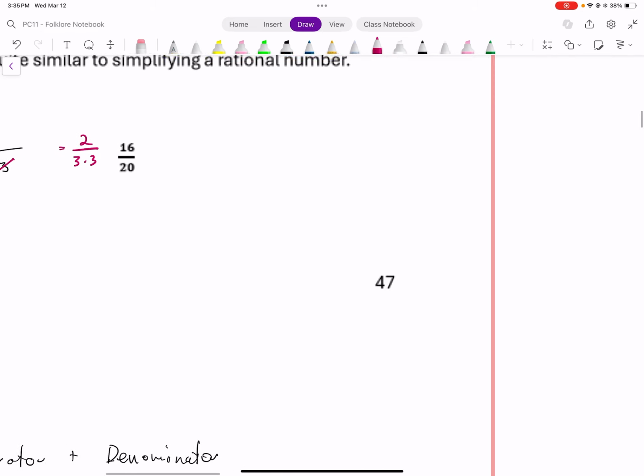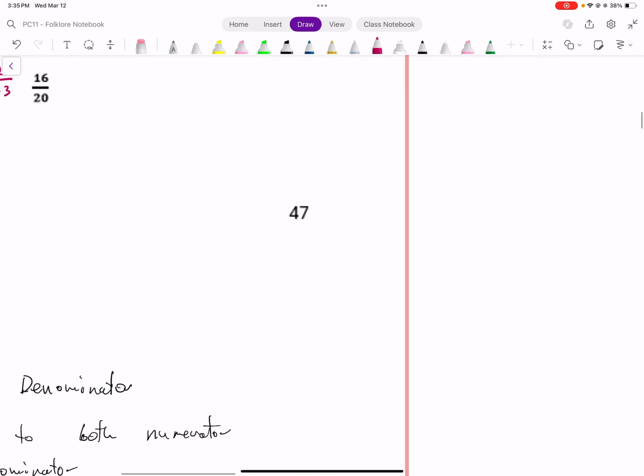So allow me to look at 16 over 20. What may be helpful is if I can spot the greatest common factor, and that would be 4. So when I factor a 4 out of both top and bottom, what I recognize is that there's a common factor of 4, and you can cancel it out. So 16 over 20 simplifies to 4 over 5.